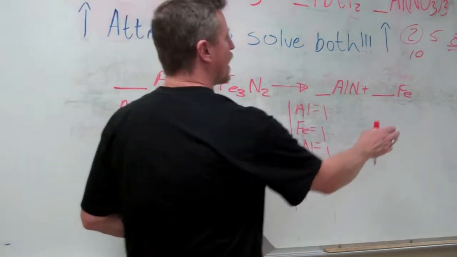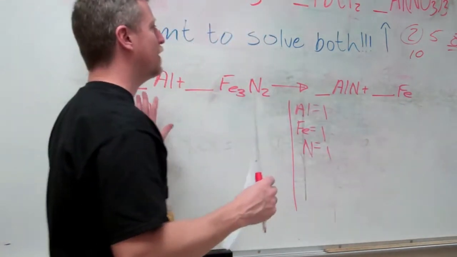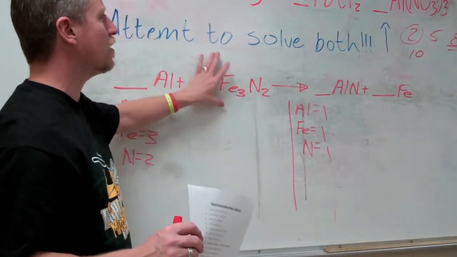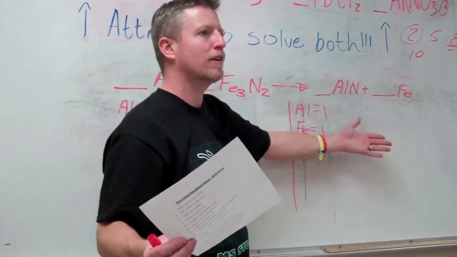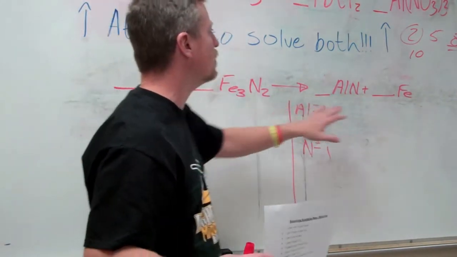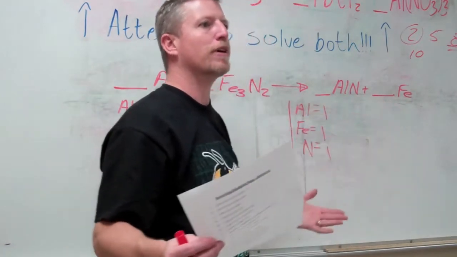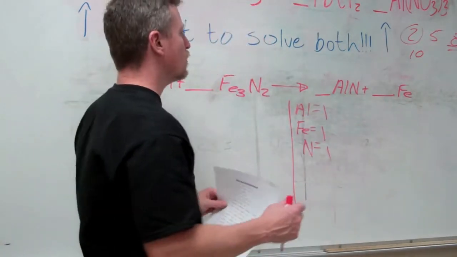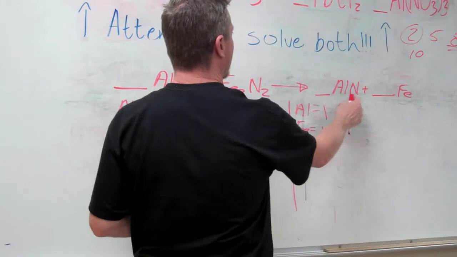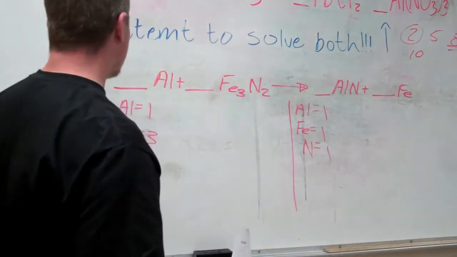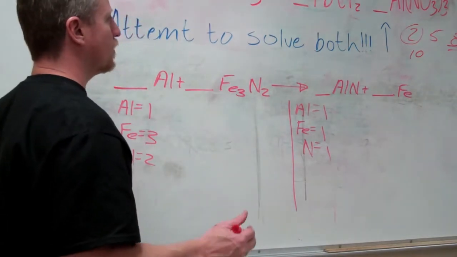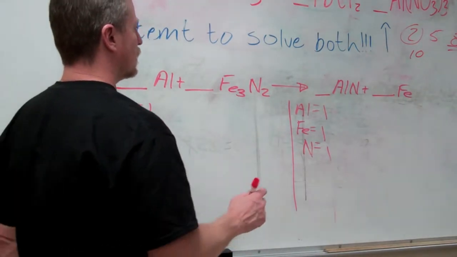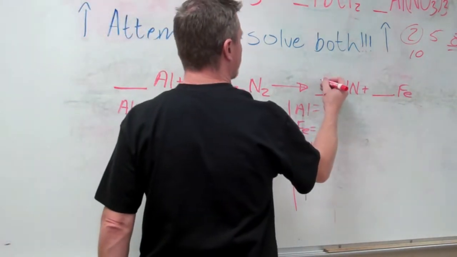The other thing I see is iron on this side is the same way that aluminum is. No matter what iron becomes over here, I just have to put that number here and he's going to balance. So I'm not too worried about aluminum or iron. I know they'll work themselves out pretty quickly. What I am going to worry about is the nitrogen. When I look across, nitrogen's 2 here and he's 1 here. So what do I want to do first? Make this one a 2.